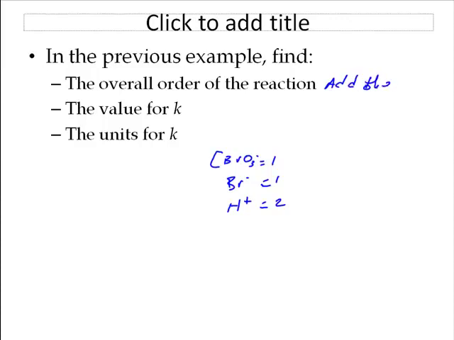the superscripts. So what's the overall order of the reaction? The answer would be 4. Right? So there's that. The value for K.